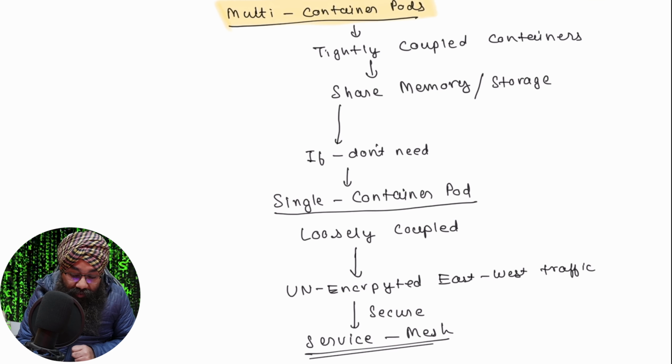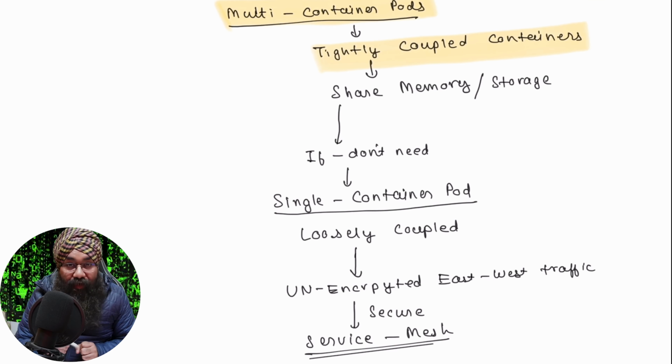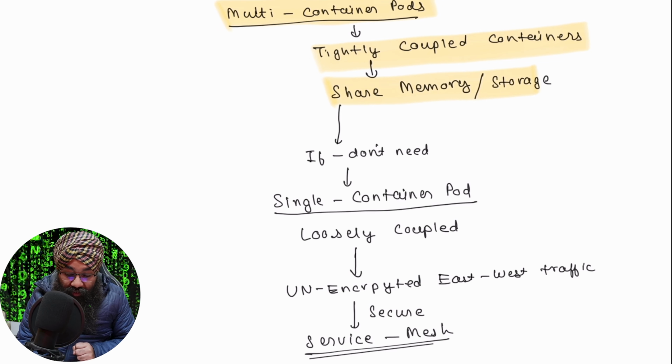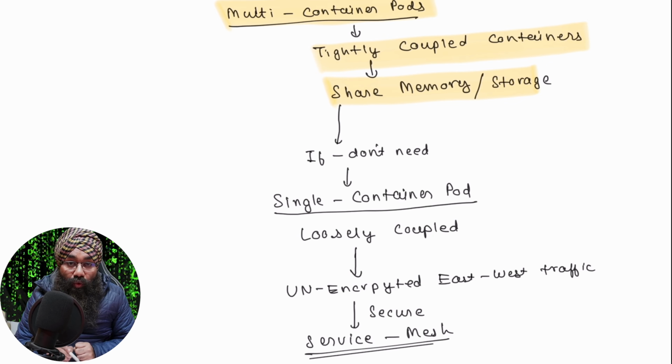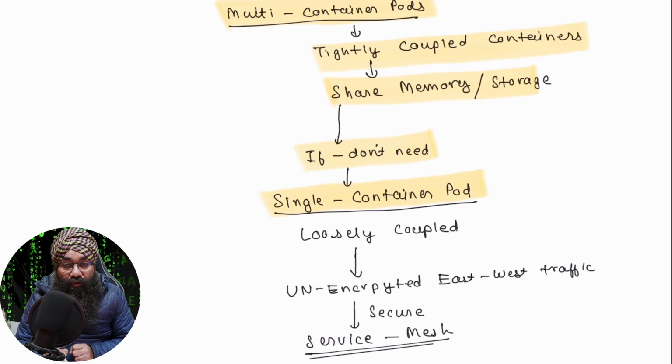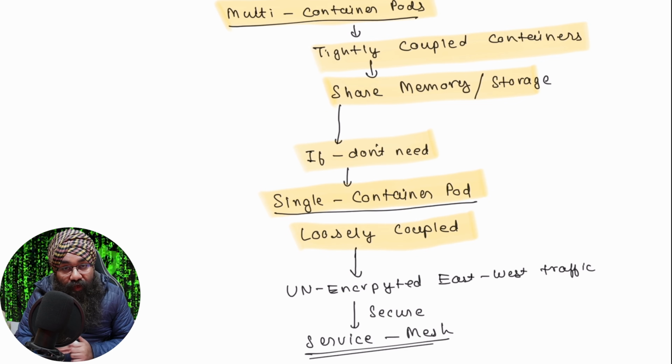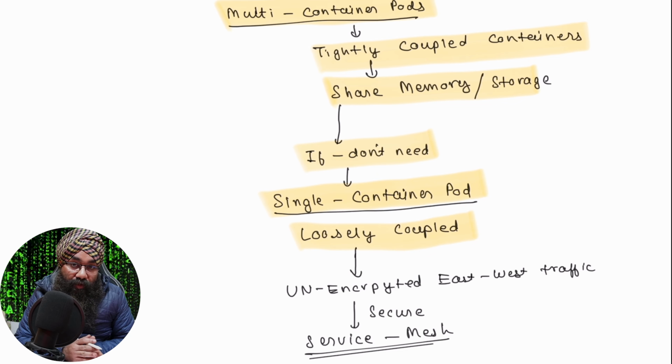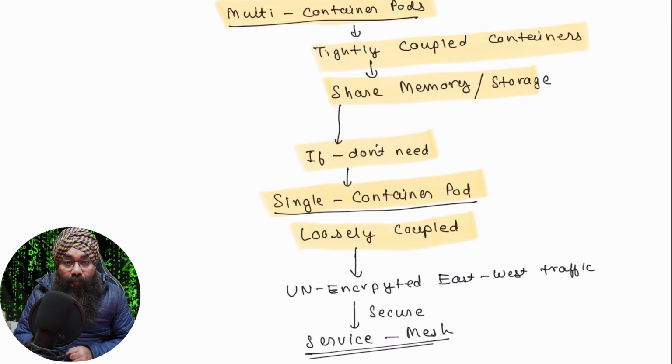So multi-container pods are tightly coupled containers. They share the same memory and storage. So generally, if we don't need containers to share the same memory and storage, we should run single-container pods. Every container should have its own pod. This makes them loosely coupled, so you can manage each of them individually. According to individual traffic, you can scale up, scale down, manage their updates, and do various things individually, instead of tightly coupling them, where you cannot manage them this way.